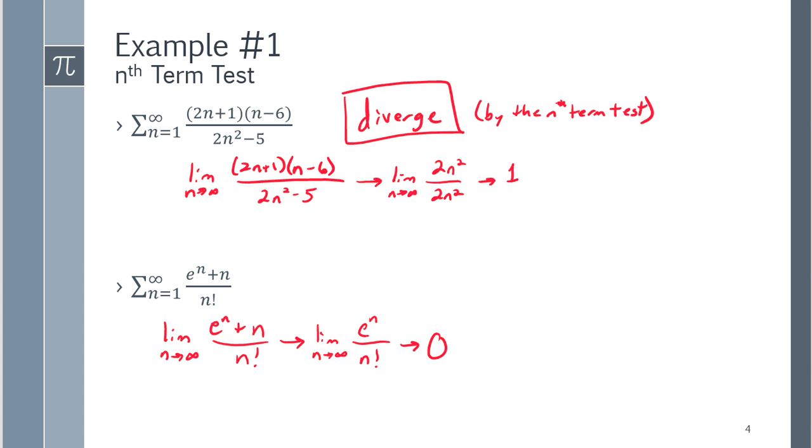So by the nth term test, this is inconclusive. I don't know if it diverges or not. It might diverge, it might converge, I don't know. Because it's inconclusive, I need to try a different test.